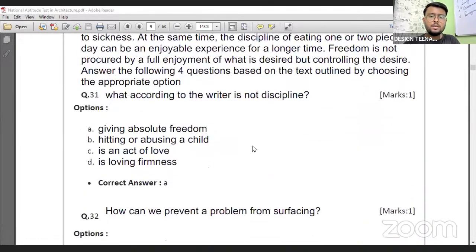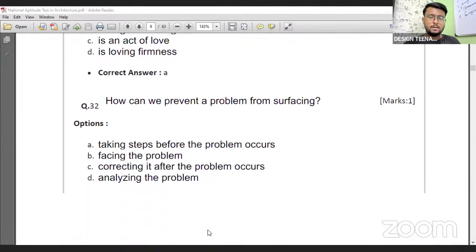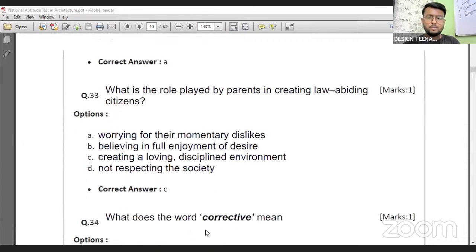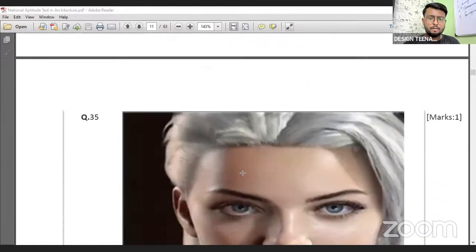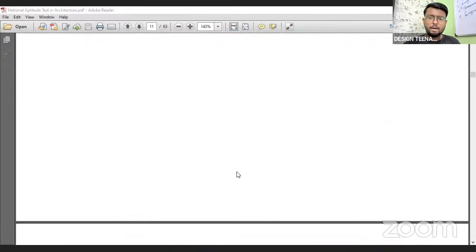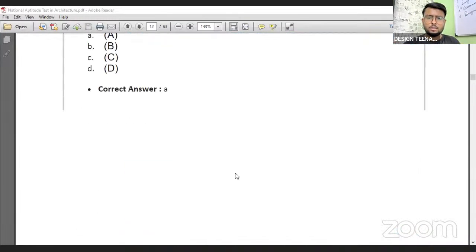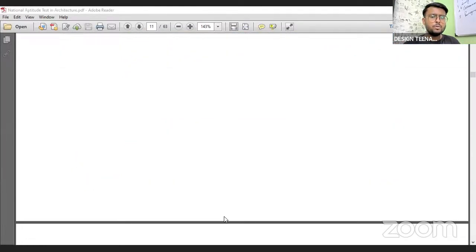Let's go to the marks division. Marks division is 1 plus 1 plus 1 plus 1. Okay. There are 4 marks for this paragraph. Let us check the other paragraph. It is also a 1 mark. Okay. Now we are moving on to question number.